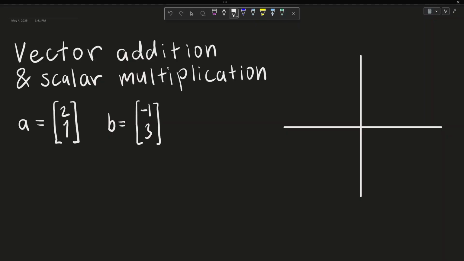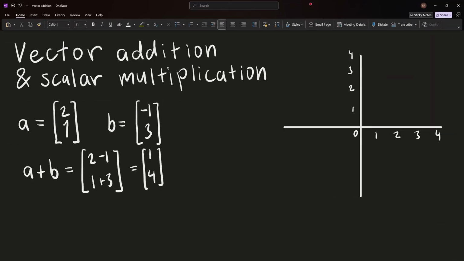First, if you'd like, you can pause to attempt to figure out what vector C would be in this case. If we took A plus B, we would find that C is equal to 2 minus 1 and 1 plus 3, which is equal to 1, 4.